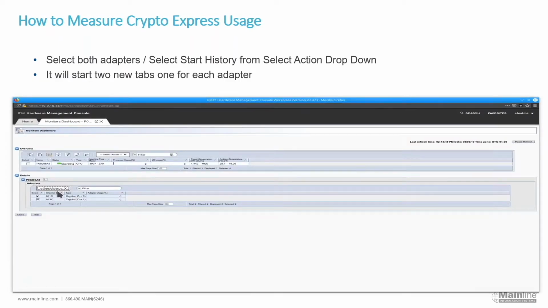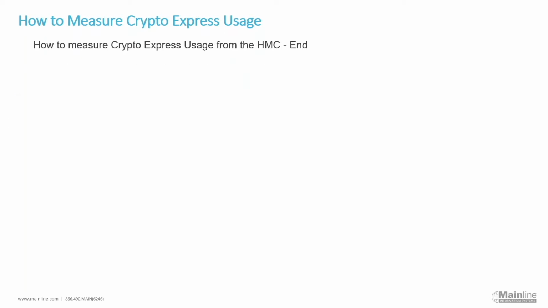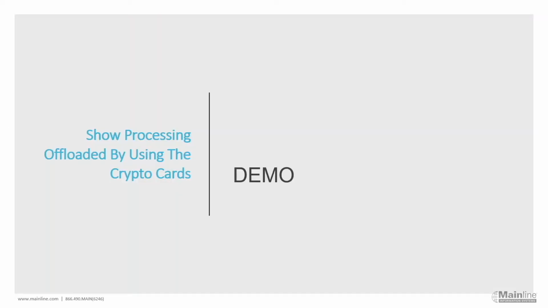In this case, it's add two, and then you'll end up looking at a screen that looks similar to this. It's just a historic screen, and it'll sit there and run forever. You can monitor the cryptographic card usage on both of your cards. You can also offload this data into a CSV file for further processing if you want. So basically, with that, we can do the demo.